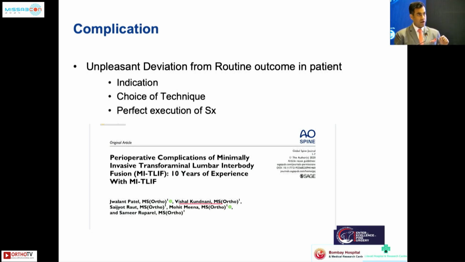Either there is a wrong indication, a wrongly indicated patient, a nicely done surgery, but in a wrong indication. Choice of technique: you chose a wrong technique in a well-selected patient. Or you have chosen a nice patient, you have chosen the right technique, but you have executed it poorly. And these three reasons are the only reasons which can give you an unsatisfying outcome.